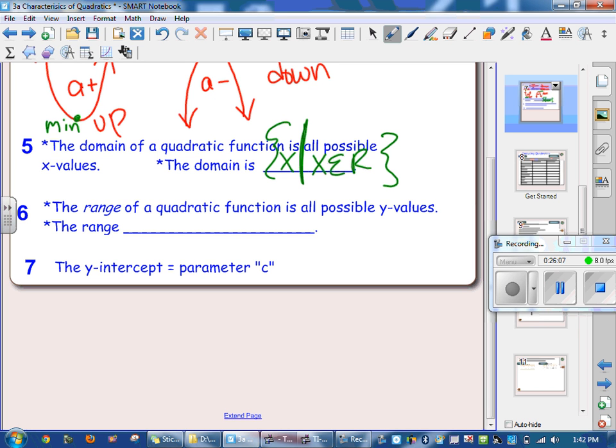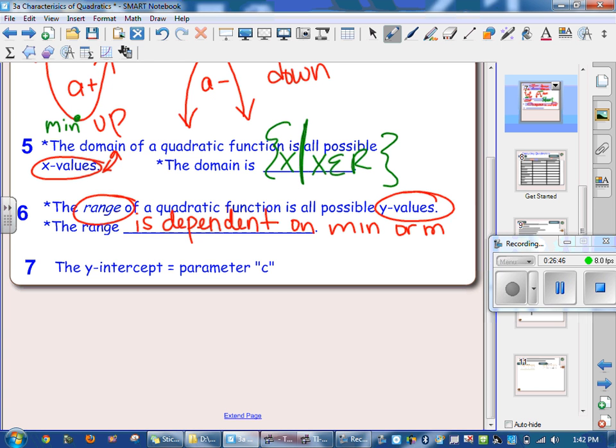So domain always talks about x. Domain and x go together. So then range and who goes together? Range and y. Good. So the range is dependent though. What's it dependent on? The minimum or maximum height. How come? Because range deals with our y values, which go up and down.